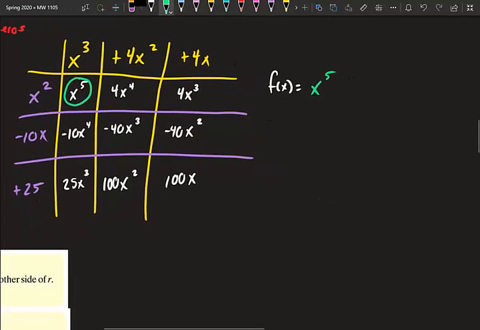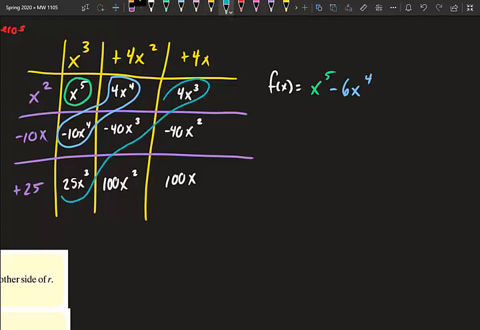Then if we keep going, you see how these are diagonal of each other? That means we combine these terms. Also, they have the same exponent. That's why we combine them. So we get negative 6x to the 4th. Keep going on. We combine all these because they're all x cubed and they're all diagonal from each other. So 25x cubed minus 40x cubed plus 4x cubed, we get negative 11x cubed.